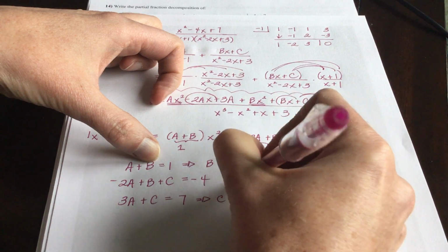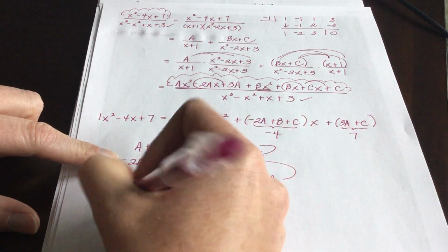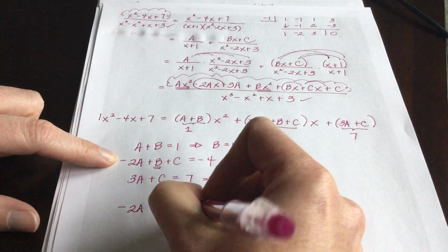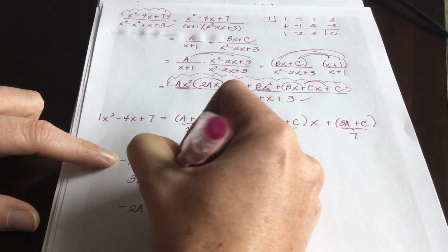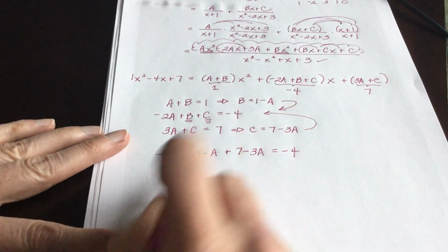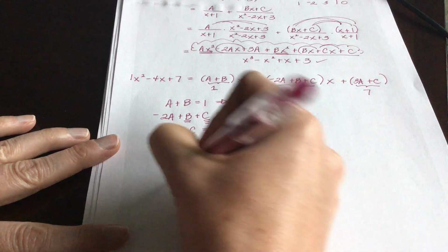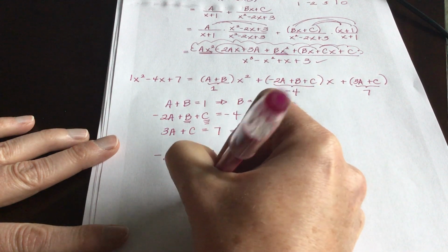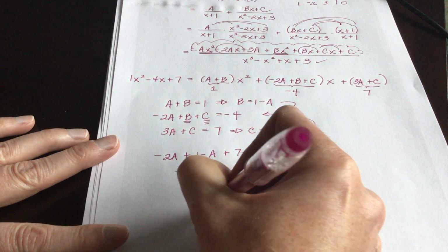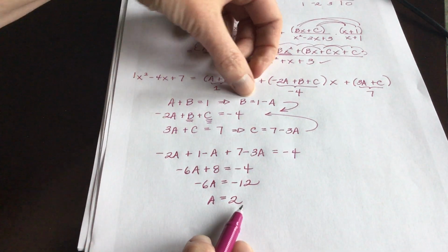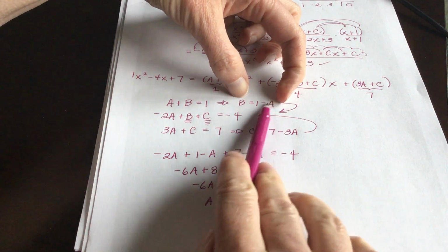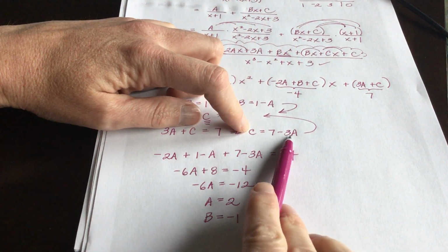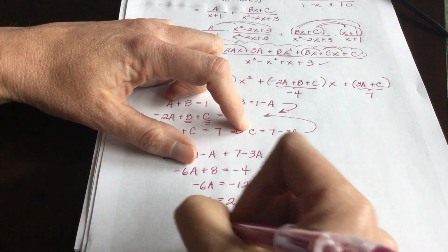And then I'm going to substitute both of these expressions into row 2. So row 2 would then say negative 2A plus 1 minus A for the B there, and then plus 7 minus 3A for the C there, and then equals negative 4. Solving this, let's see, negative 6A plus 8 equals negative 4. Subtract the 8, and then that means A would be 2. Once I know A, if A is 2, B would be 1 minus 2, or negative 1. And then C, if A is 2, we would end up with 7 minus 3 times 2, so C would end up being positive 1.